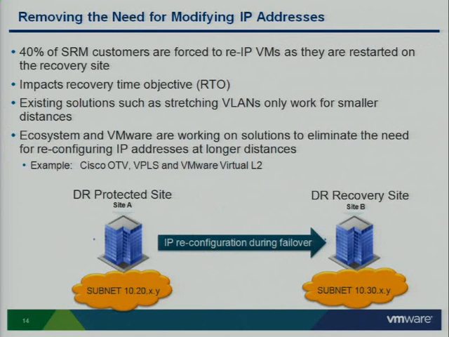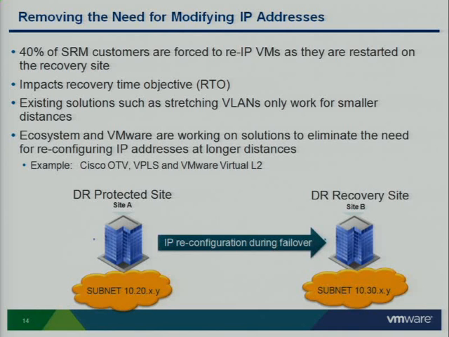One of the biggest problems that we find today in SRM is really this IP reconfiguration. Because if you move a virtual machine from Site 1 to Site 2, then in most cases you can't maintain that same IP address. You have to do some IP reconfiguration. The interesting thing is that we recently surveyed our SRM customers, and we found that 40% of the customers today are forced to re-IP the VMs, right? If you re-IP a VM, you have to restart it.